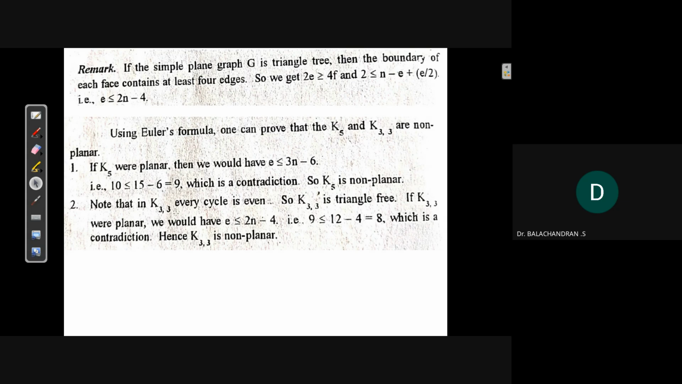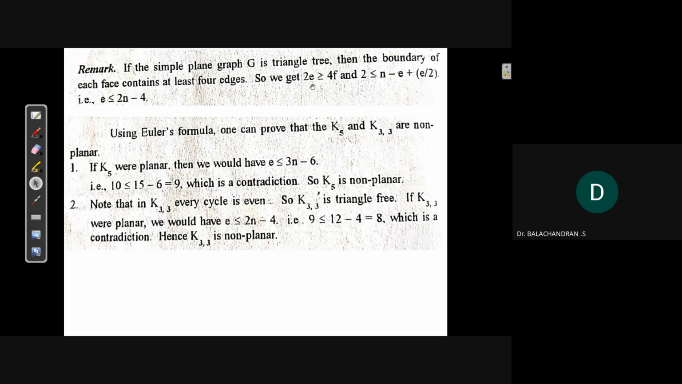Because every bipartite graph contains only even cycles. A graph is bipartite if and only if there is no odd cycle. Hence K3,3 does not contain an odd cycle. In particular, K3,3 does not contain K3 or C3. So that's why K3,3 is triangle free. If it is triangle free, you can apply this result.